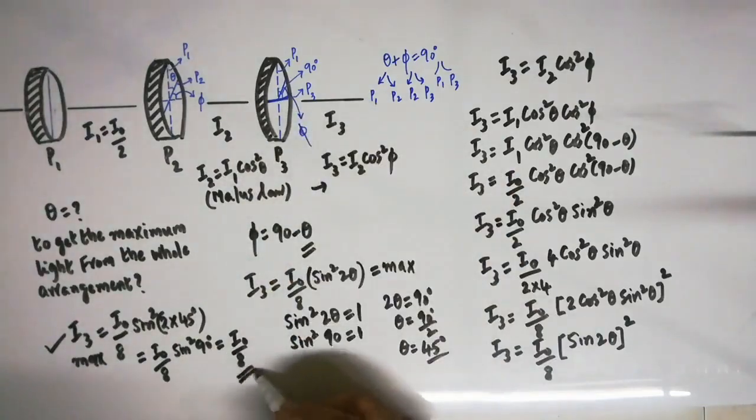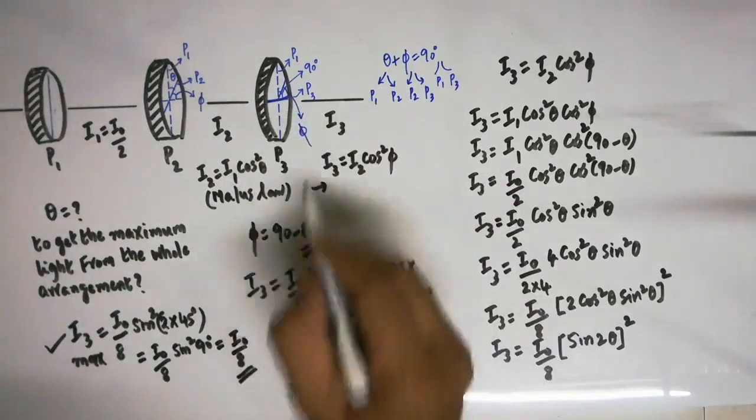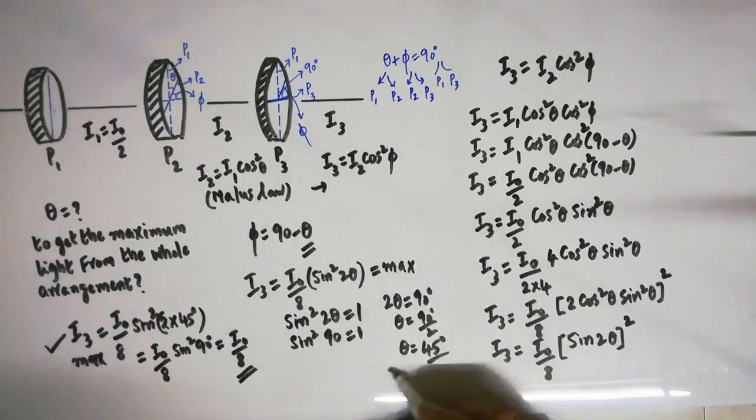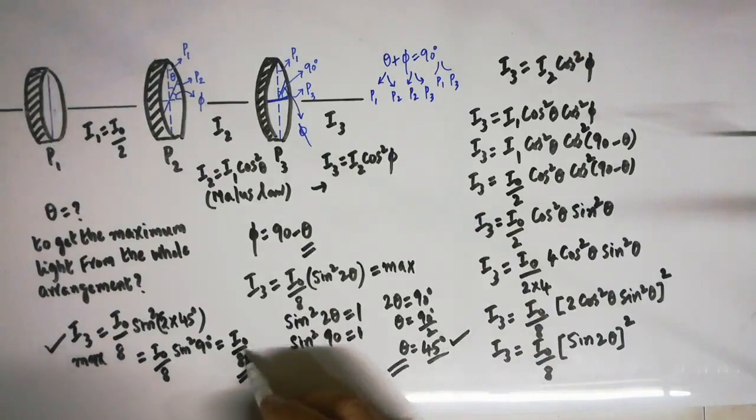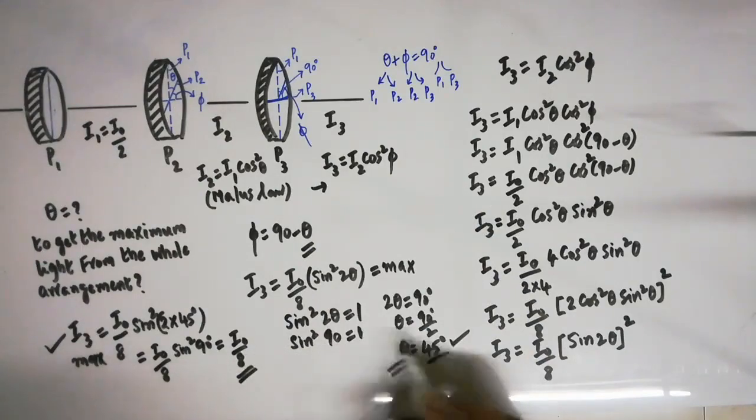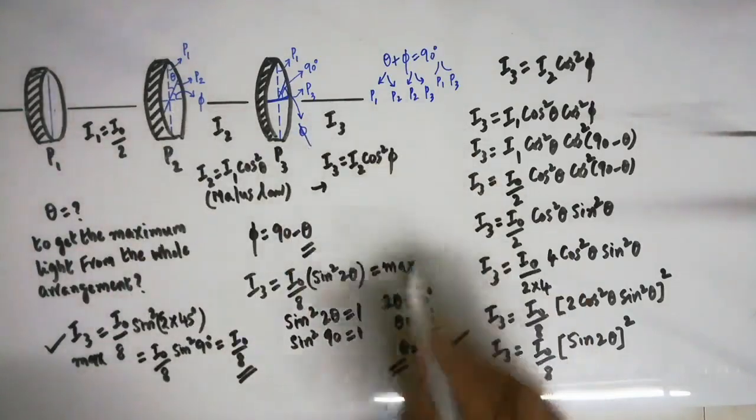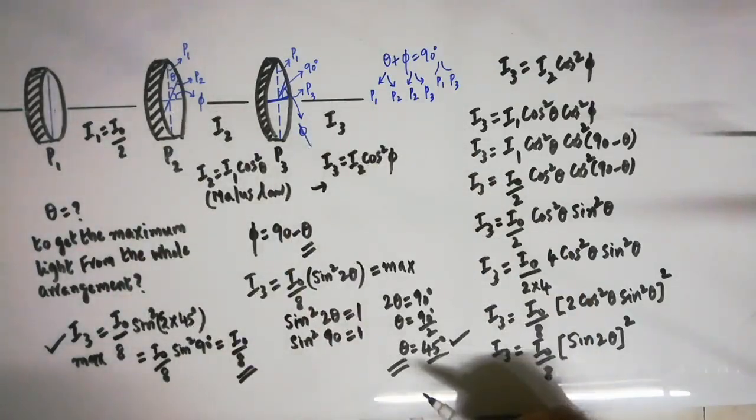Note down, this is the maximum intensity of light that comes out from the system when the angle is 45. So this is the answer. This is the maximum amount of light that comes out from the system. This is the angle through which the second Polaroid is to be rotated. Only then you will get the maximum intensity of light. Okay.